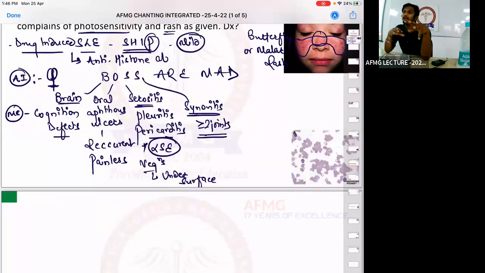And is it symmetric in nature or asymmetric in nature? It is asymmetric in nature. It can involve any joint. It can involve this PIP joint, and it can involve this knee joint. So it is very asymmetric in nature.